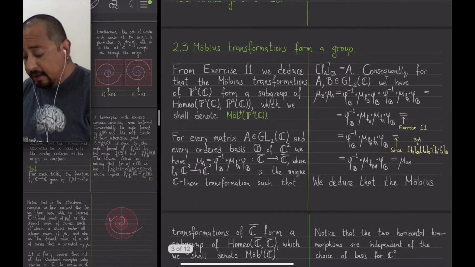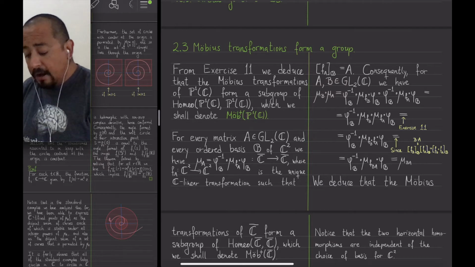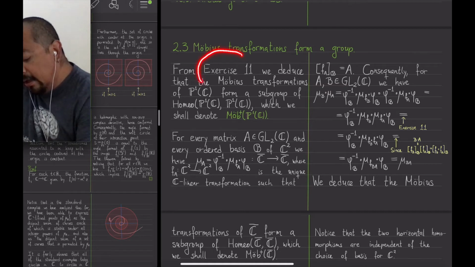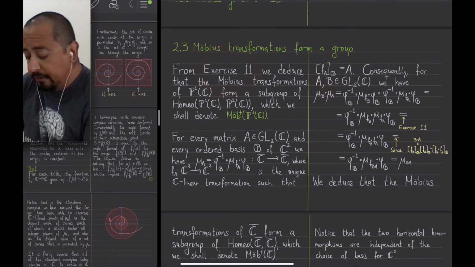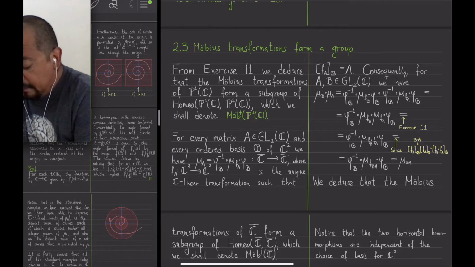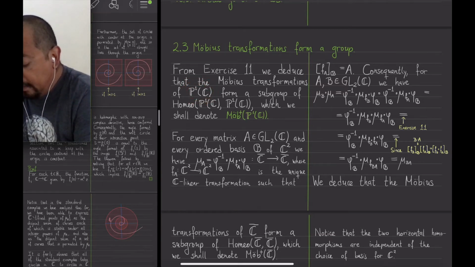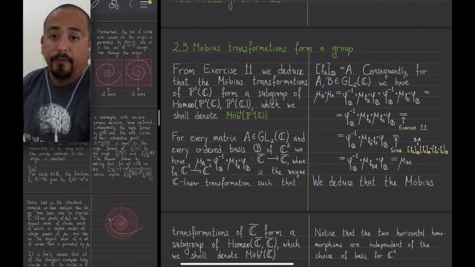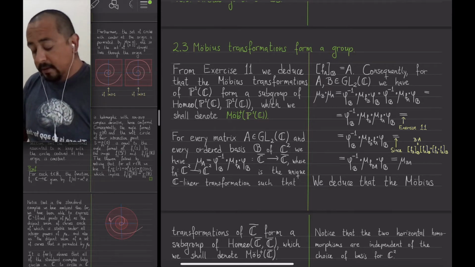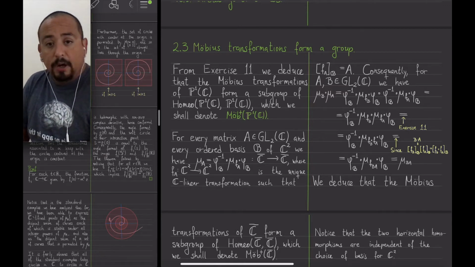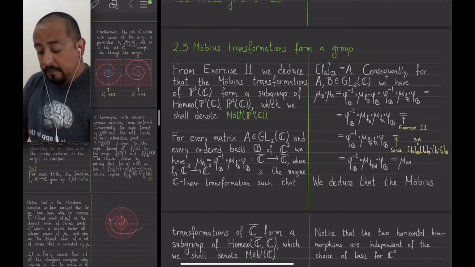Okay, so let us start with how Möbius transformations form a group. So remember that I actually solved exercise 11 for you, proving that the Möbius transformations of the complex projective line form a subgroup of the group of self-homeomorphisms of the complex projective line. So this we already know, that Möbius transformations of P1 form a group under composition.